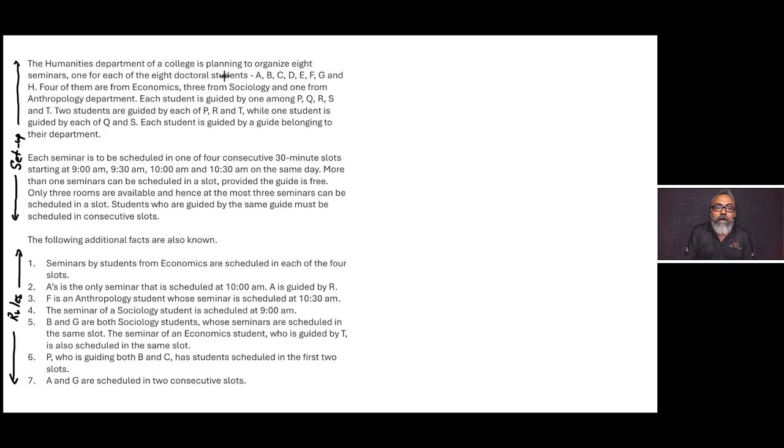The humanities department of a college is planning to organize 8 seminars, one for each of the 8 doctoral students A, B, C, D, E, F, G and H. So these pieces A, B, C, D, E, F, G and H, we're going to see only once. Let's write down those pieces here: A, B, C, D, E, F, G and H. Capturing these pieces onto your sheet of paper makes a lot of sense.